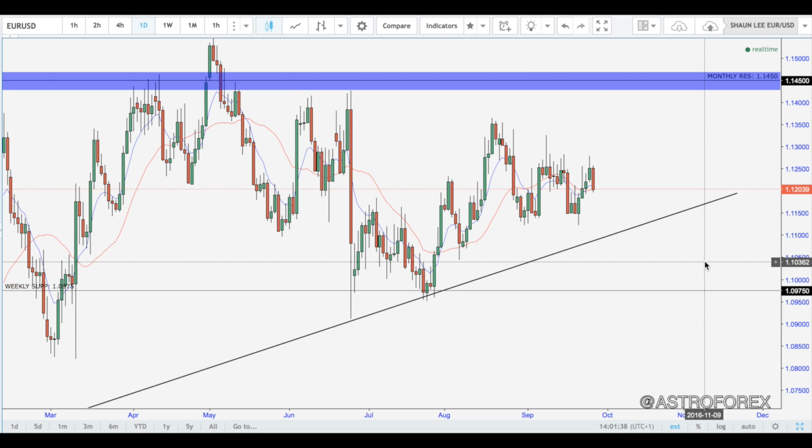All right, so that's the EURUSD. A little bit of a technical breakdown for you guys. I don't really recommend doing any trades. I'm not going to give any trade setups, just highlighting some things that I'm seeing on the chart.